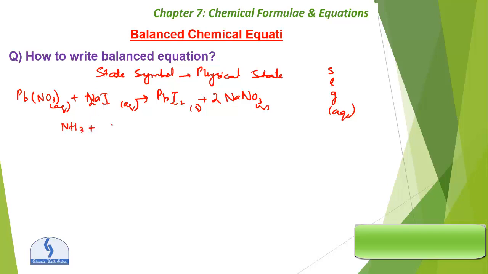Ammonia reacts with hydrochloric acid. Ammonia is in gas state, hydrochloric acid is gas state, and this is a reversible reaction. NH4Cl is in solid state. This is the ammonium chloride. This sign basically shows the reversible reaction. We are doing some equations just for the practice, right?